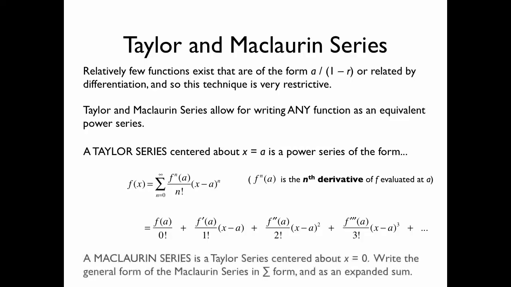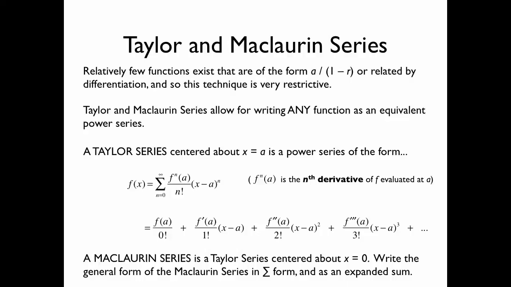So a Maclaurin series is the same thing as a Taylor series, but the specific case when a is 0. When a equals 0, it's called a Maclaurin series. So it's a type of Taylor series.